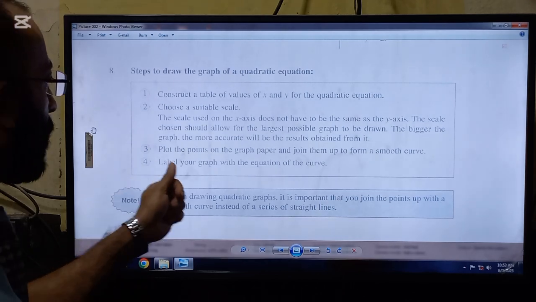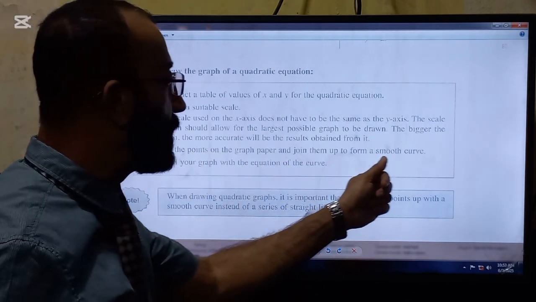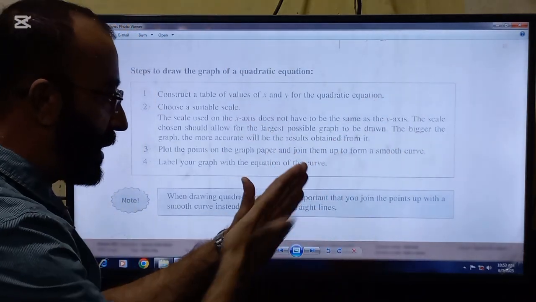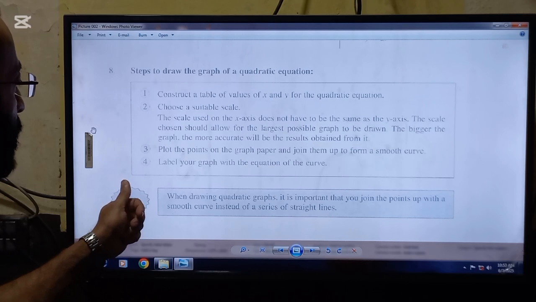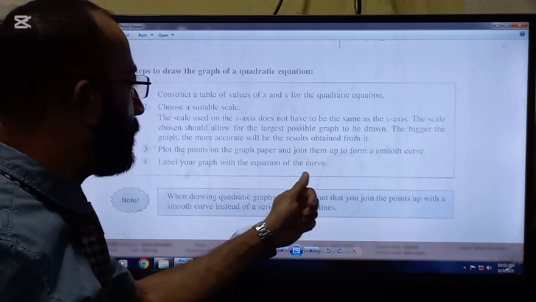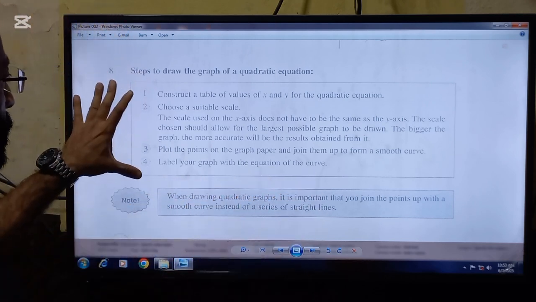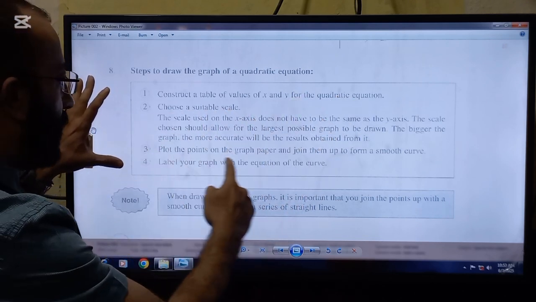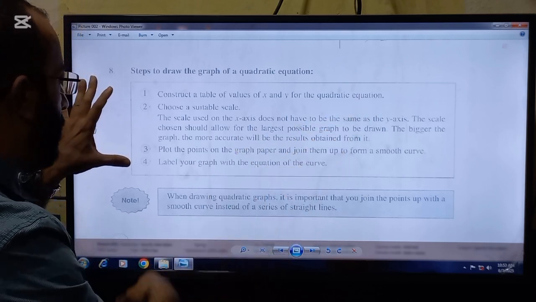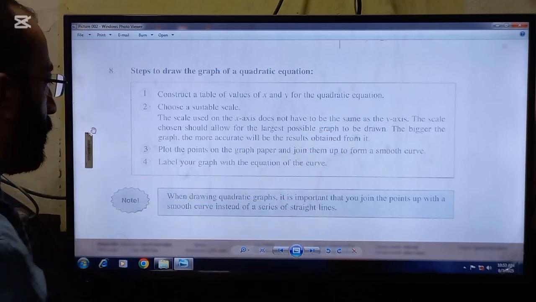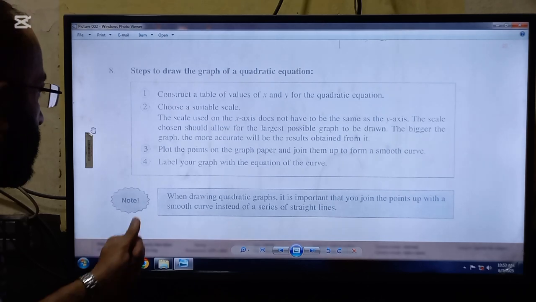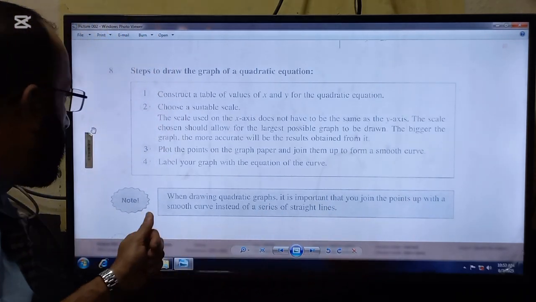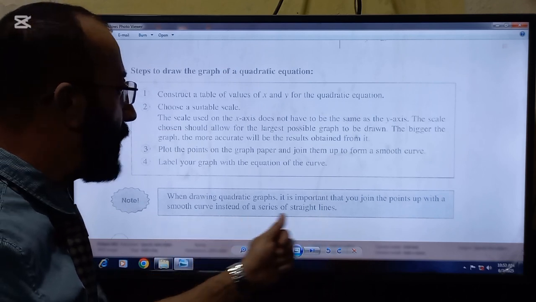The next step is to plot the points on the graph paper and join them to form a smooth curve. We have to join the points with a freehand curve, not with a ruler. And the last step is to label your graph with the equation of the curve. So these are the 4 steps. First, make the table of values, then choose a suitable scale, then plot the points and join them with a freehand curve, and finally label your graph with the equation of the curve. A very important point for you is, when drawing quadratic graphs, it is important that you join the points up with a smooth curve instead of a series of straight lines.